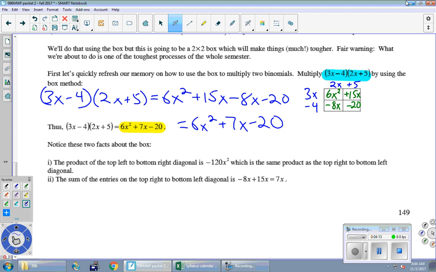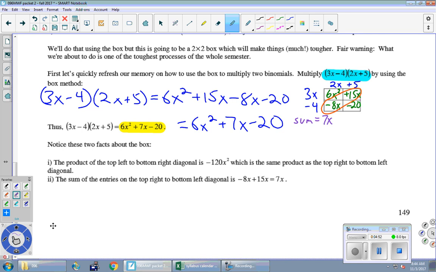Okay, but let's make a couple of observations about this box right here. So first of all, I'm going to write the word sum equals right here. And I'm going to focus my attention on this diagonal right here. What is the sum of those 2 terms in that diagonal? That's 7x, right? Like that's the 7x that's right there in the middle. So go ahead and put 7x right there after the equals. Okay, so the sum of those 2 terms is equal to 7x, fair enough.